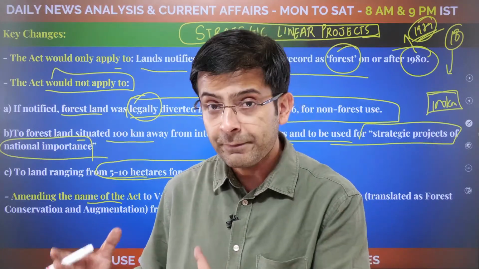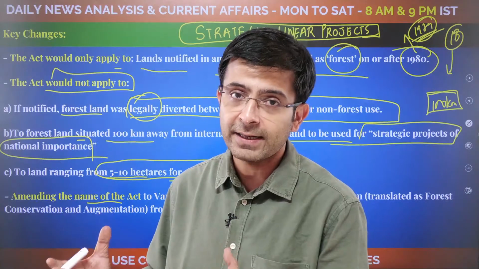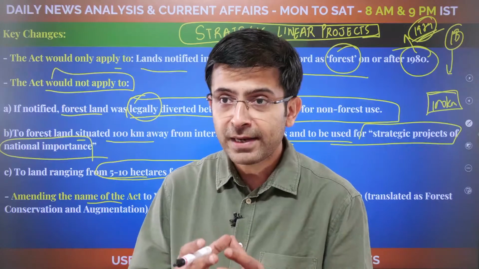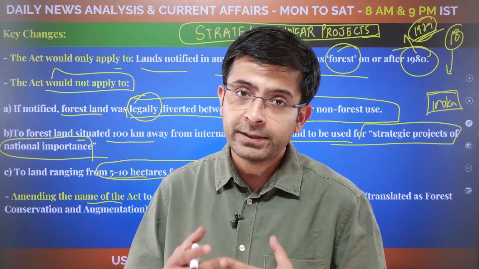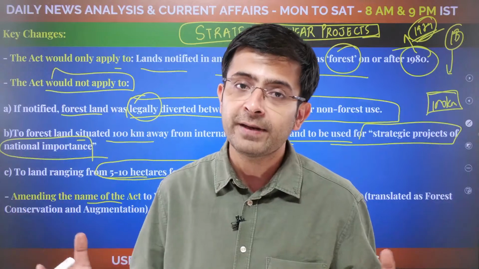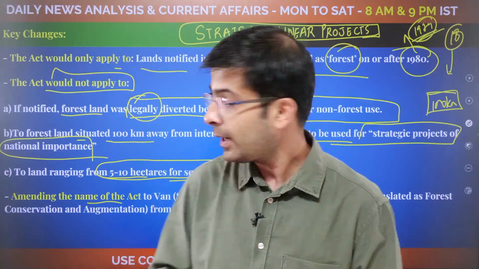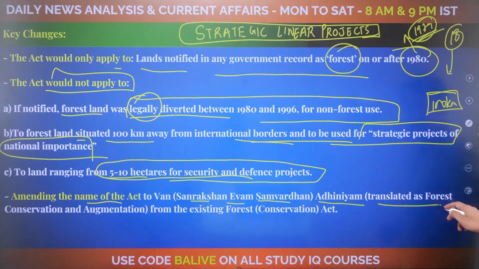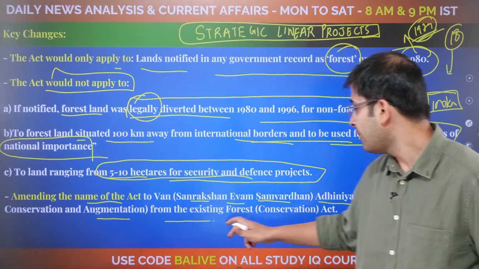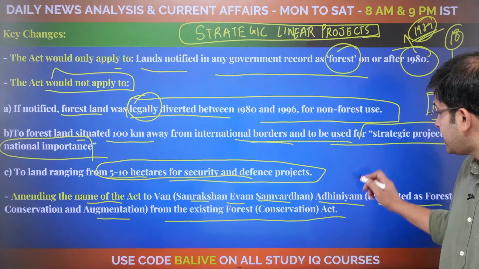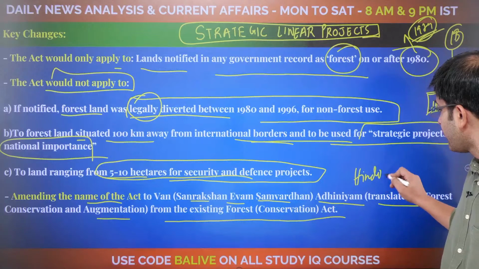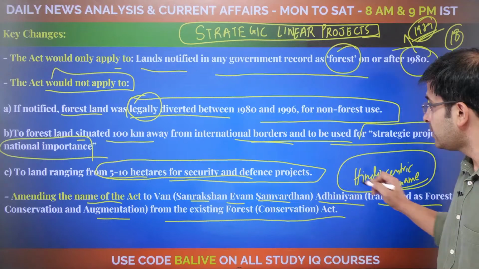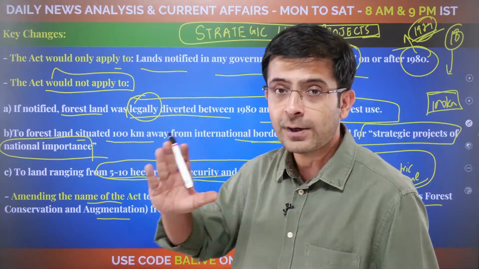So the southern states will have a problem understanding, because the meaning of the act is important. Same problem with the northeast also, that it's a Hindi-centric name; a neutral name which would have served the aspirations of the entire geography of India would be better. Okay, so Van Sanrakshan Evam Samvardhan Adhiniyam, translated as Forest Conservation and Augmentation, from the existing Forest Conservation Act. So this Hindi-centric name is also being criticized. Okay, so these are the changes that are happening in the Forest Conservation Act.